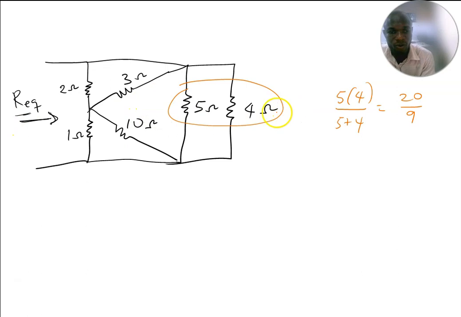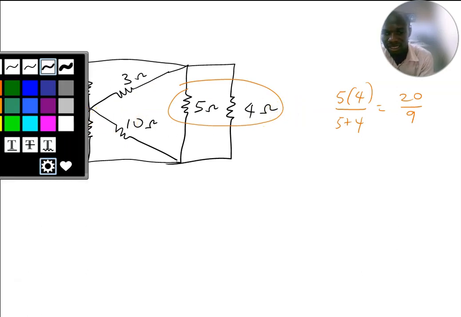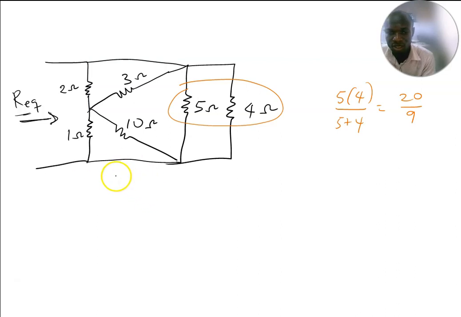So now we've combined these two. So the new circuit is going to be something like this. Let me draw it on a different page. Okay, let me draw it here. So the new circuit is going to be something like this. I have one resistor here, and this is 2 ohms. Then I have my 1 ohm here.